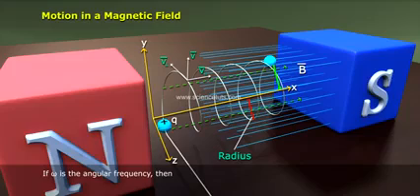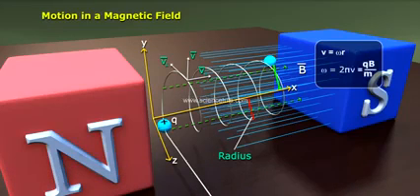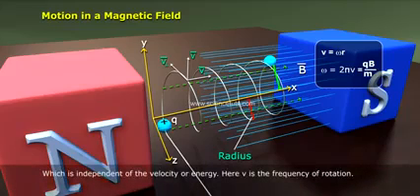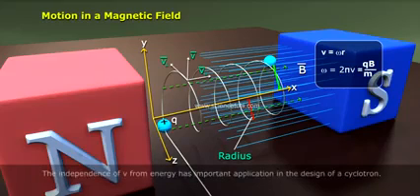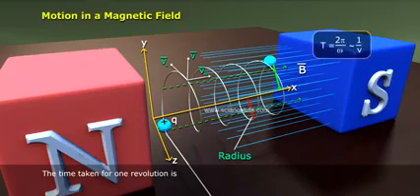If omega is the angular frequency, then v equals omega r. So omega equals 2 pi nu equals qB by m, which is independent of the velocity or energy. Here, nu is the frequency of rotation. The independence of nu from energy has important application in the design of a cyclotron. The time taken for one revolution is T equals 2 pi by omega, which is nearly 1 by nu.